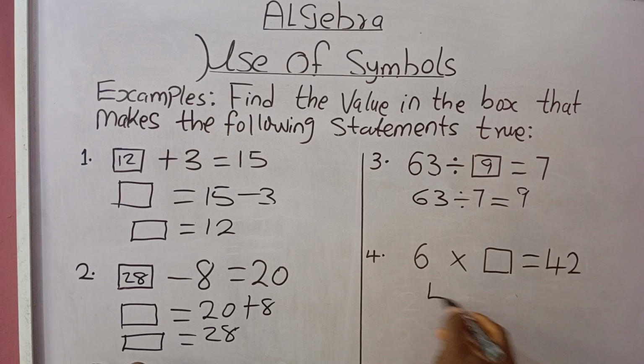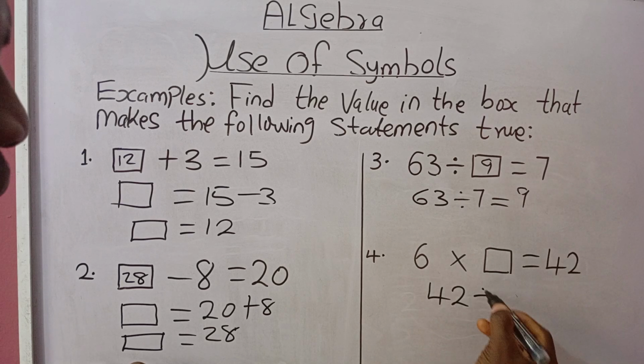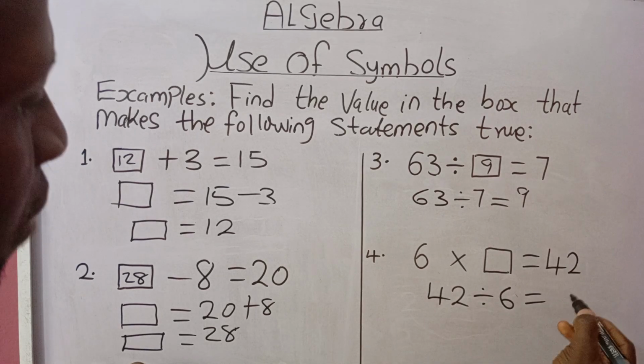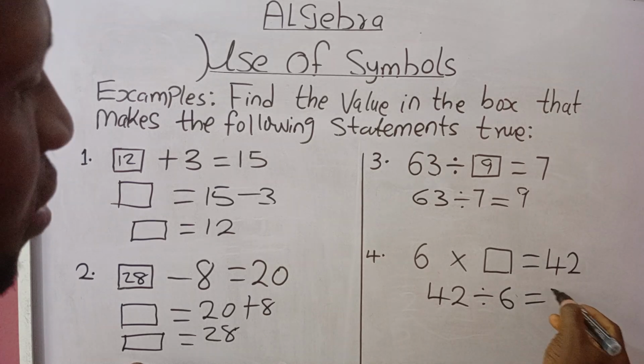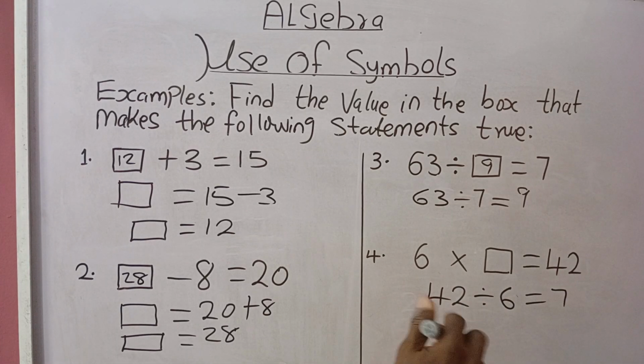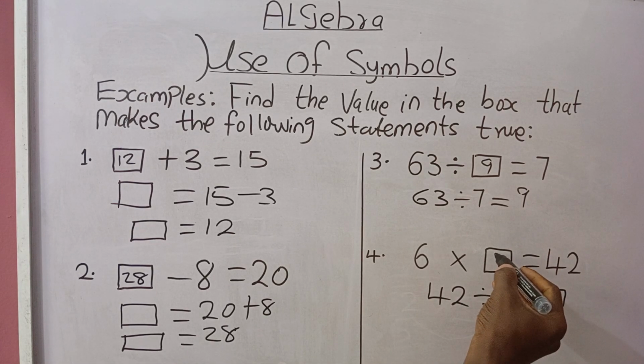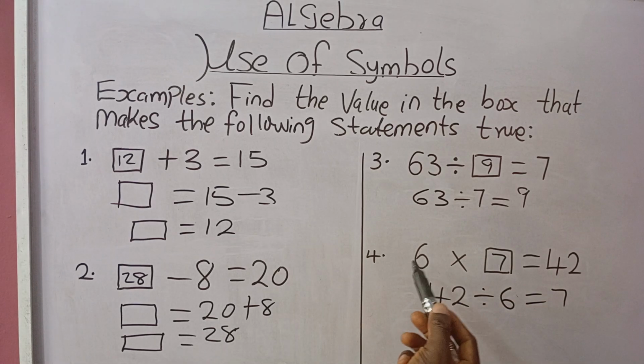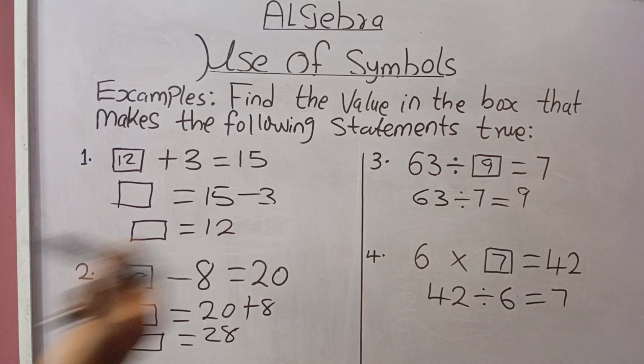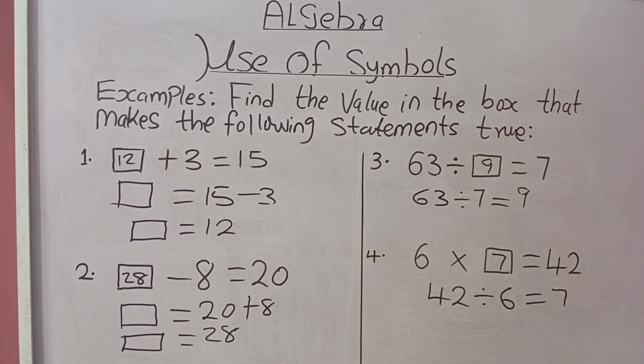That will then be 42 divided by 6. 42 divided by 6 will give us 7. So 7 is the number that enters the box to make the statement true. That is to say, 6 times 7 will give us 42. And that's exactly how to approach this particular one. That's the use of symbols as an aspect of algebra.